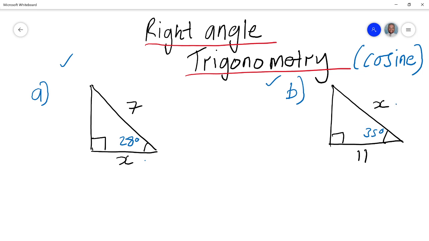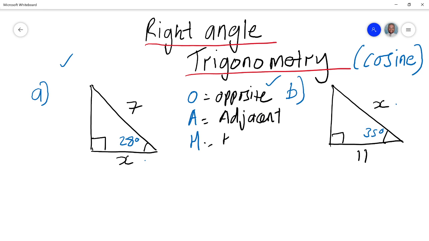Now if you looked at my previous videos, I gave a brief introduction on how we work out trigonometric ratios. We need to find out firstly the three lengths. In other words, you need to find your opposite, your adjacent, and your hypotenuse. So just a bit of a recap. O for opposite, A for adjacent, and H for hypotenuse. These are the three lengths that you find in a right angle triangle.